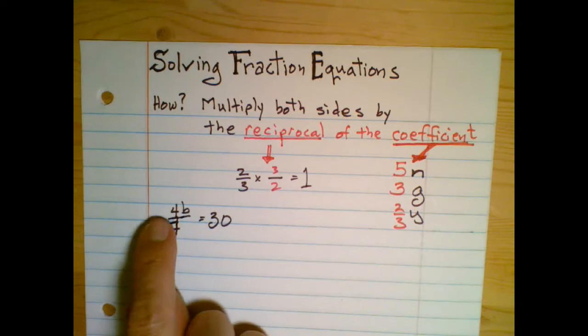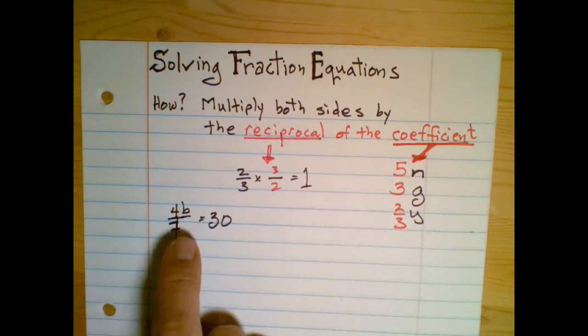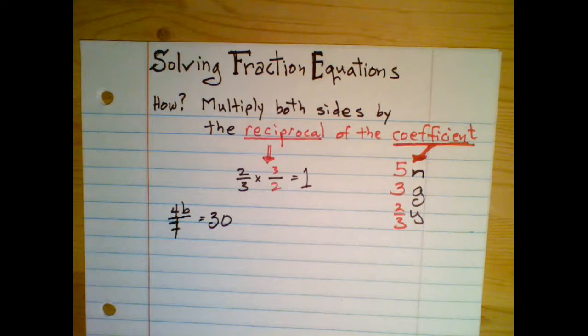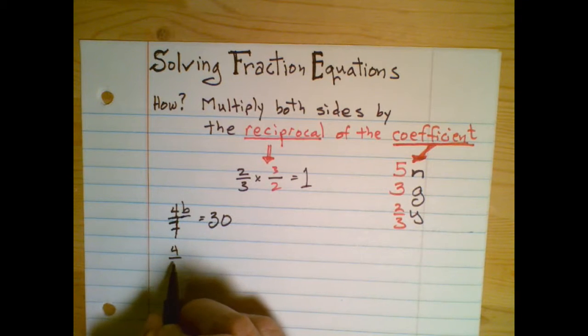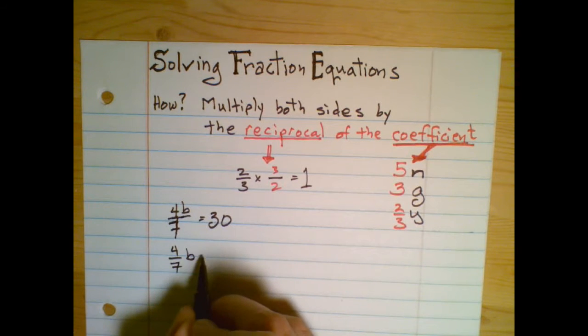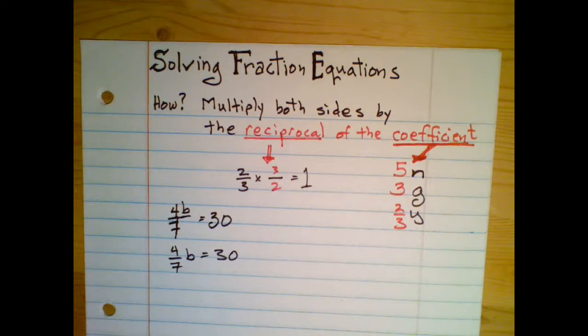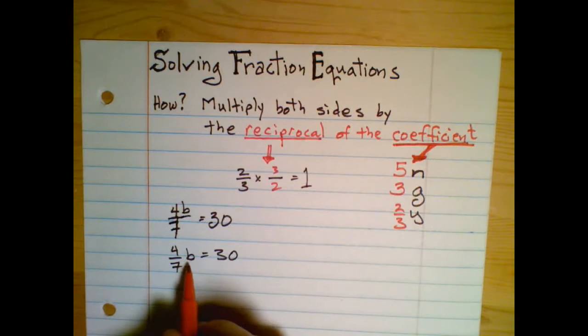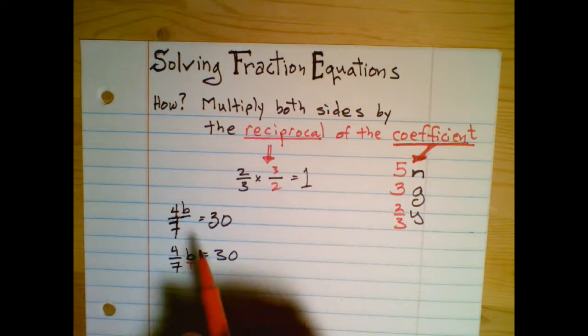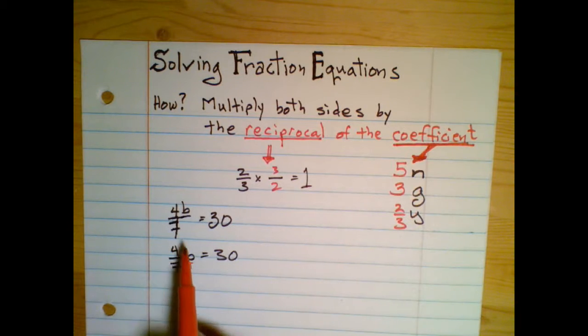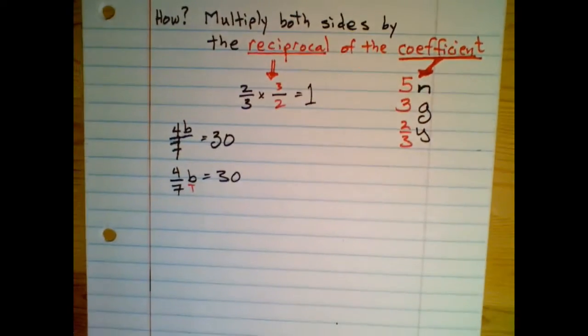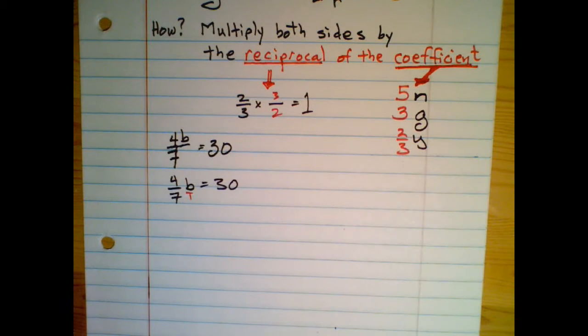So I have 4b over 7 equals 30. Now, I've got this b on top here, so what I want to do is separate it by writing it like this. And this works because b is the same as b over 1. And if I was to multiply this, 4 times b would be 4b, 7 times 1 would be 7. Okay, now I've got it written in a way that I can use.